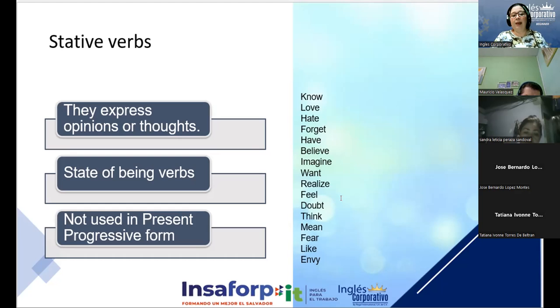Aquí hay algunos, son muchos, ¿ok? Pero aquí hay algunos. Tenemos the verb know, love, hate, forget, have, believe, imagine, want, realize, feel, doubt, think, mean, fear, like, envy. Okay, is there any question so far? No nos vamos a meter a la gramática, solo los estamos conociendo, ¿ok? Are we okay so far? Okay. All right.